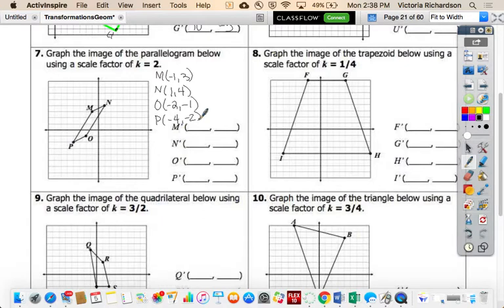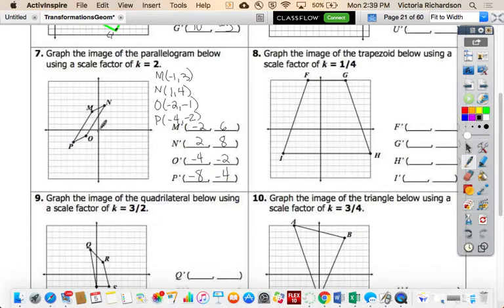Now I can take those numbers, multiply them all by 2, and that will give me the ordered pairs for my new parallelogram. When I do that, I get negative 2, 6, 2, 8, negative 4, negative 2, and negative 8, negative 4. I'm going to plot those now.